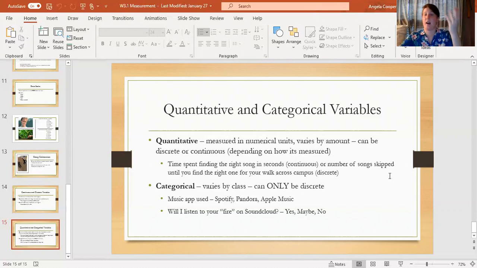So you either, will I listen to your Fire album on SoundCloud? Yes, maybe, no. You can't really check more than one box unless specified. Certain things you may have to check more than one box, or it may apply to you to check more than one box, for example, ethnicity. But for the most part, categorical variables, you only choose one, you are only placed in one group.